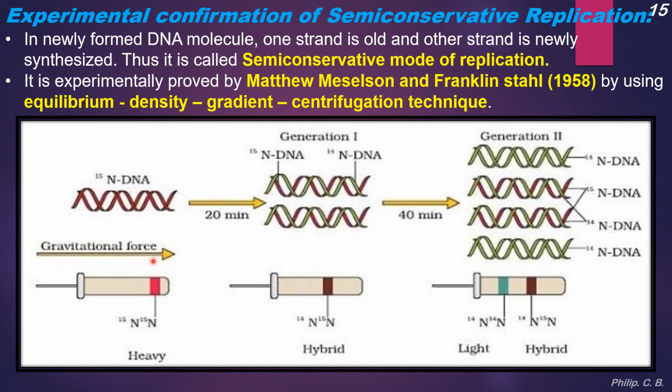So you can see, using the nitrogen isotope, the DNA here in generation 1, the isotopes nitrogen 15 and 14, and here the hybrid ones. In the second generation we can see 50% parental and 50% new, the light and the heavy bands, which you can see very clearly. So here the heavy one and the light one, and the hybrid formation, which proves that one is the old, one is the new, or one is the parental, one is the daughter one.